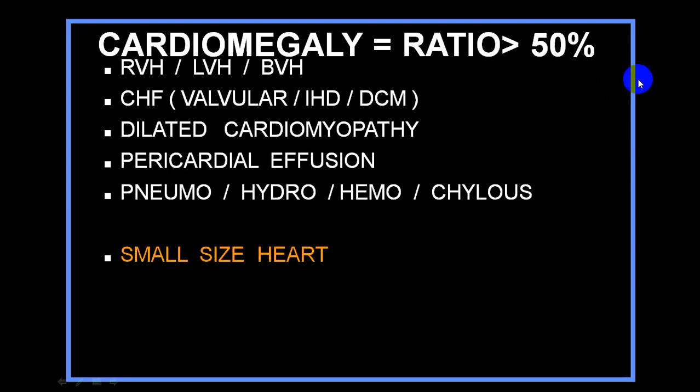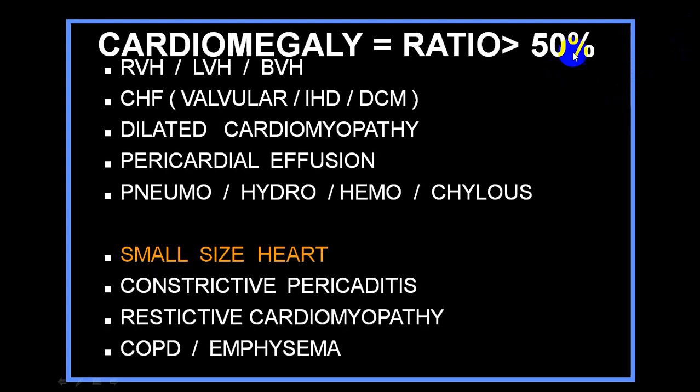So cardiomegaly will be there in all these different conditions: RVH, LVH, biventricular, in a person with valvular heart disease, ischemic heart disease, dilated cardiomyopathy, that is DCM, with or without congestive heart failure, massive pericardial effusion, pneumo, hydro, hemo or chylous effusion.